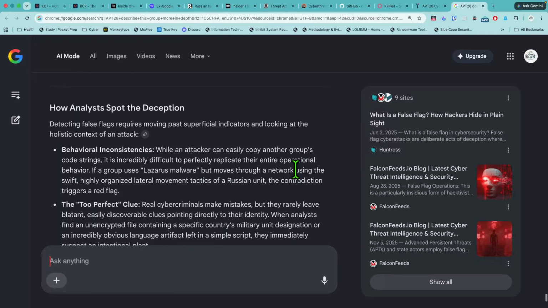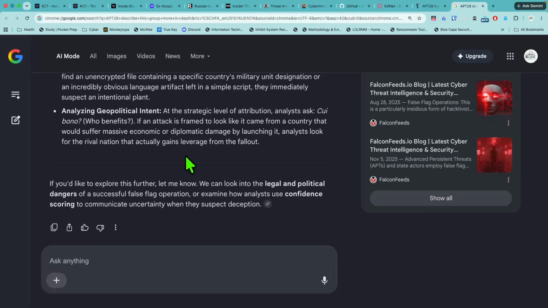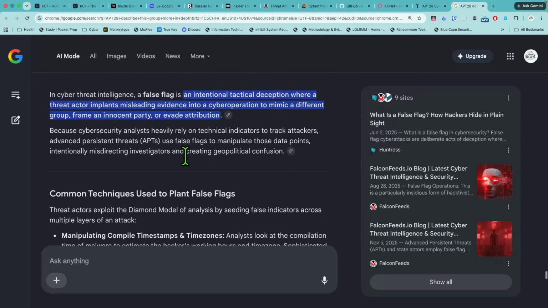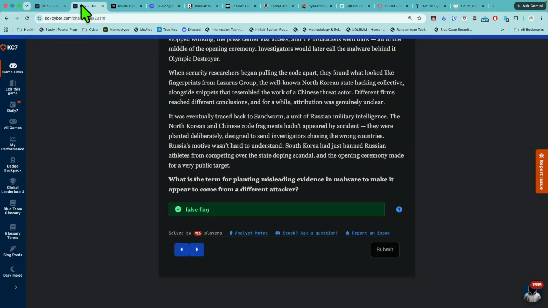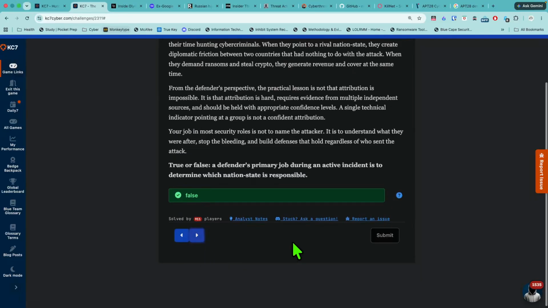And how analysts spot the deception. And that is the really helpful information. Awesome. False flags. Nice. All right, question 3.